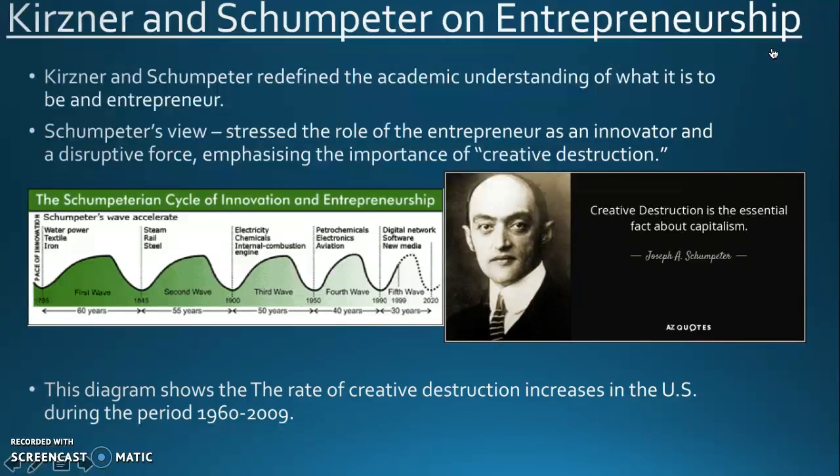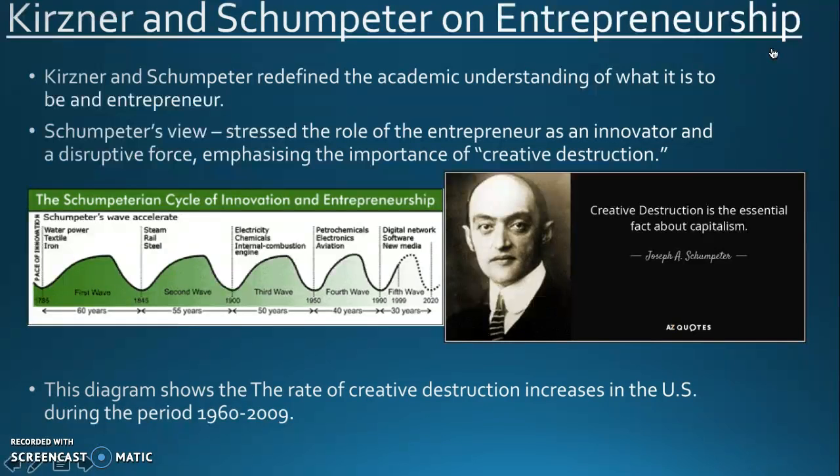Two entrepreneurship theorists that I looked at heavily, who also study the management of entrepreneurship, were Kirzner and Schumpeter. Kirzner and Schumpeter redefine the academic understanding of what it is to be an entrepreneur. Schumpeter's view stressed the role of the entrepreneur as an innovator and disruptive force, emphasizing the importance of creative destruction. This essentially means the introduction of new products, eradicating previous products which have since become obsolete.